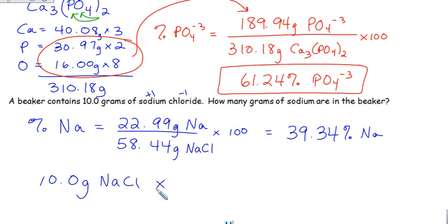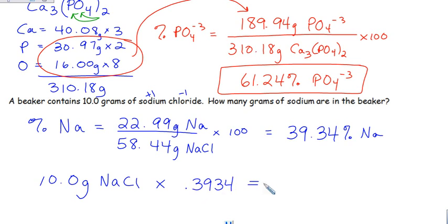39.34% of any sodium chloride sample should be sodium. So what if I just multiply by my 10-gram sample? Now we'll have to multiply using that percent as a decimal. So 0.3934.